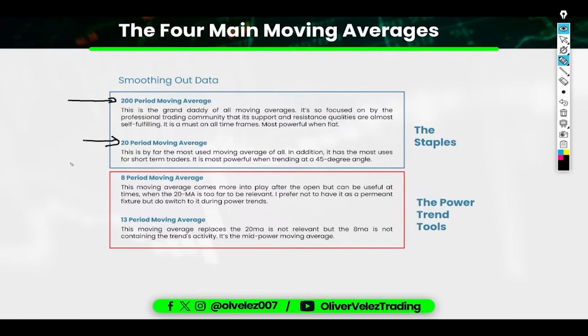Now, if you've fallen in love with some of the more sexy varieties, all right, fine, use them. But I have found no evidence that any of the sexier varieties, exponential, weighted, triangular, none of that, does better than simple. And I've been using moving averages virtually my entire trading life. But if you're in love with the sexier ones, fine. It's not that much of a difference. I use all simple moving averages: the 200 period and the 20.